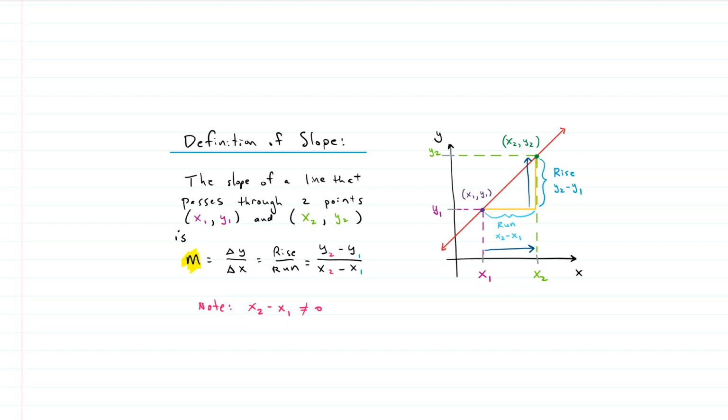And slope, you've probably heard the rise over run comparison. Rise just means the vertical change, and the run means the horizontal change. And when I say change, this triangle, we call it a delta. We have delta x and delta y. That just means the change in y over the change in x.